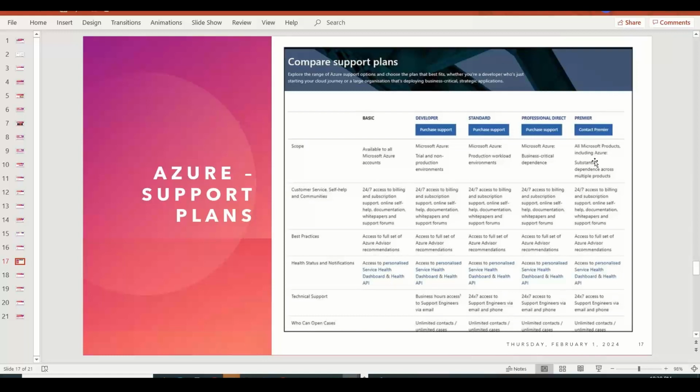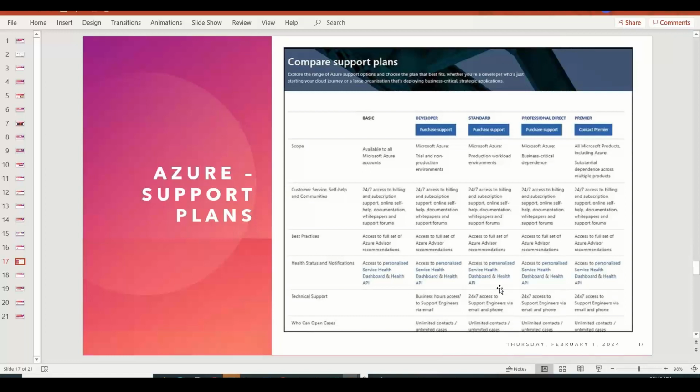And in all these plans, the main difference is that in a developer plan, you can only reach out to the technical support engineers via email. You don't have a phone support option here. So the minimal plan where we get phone support is the standard plan, and in professional and premier also you can get support via email and the phone. And also here you get only business hour support in the developer plan.